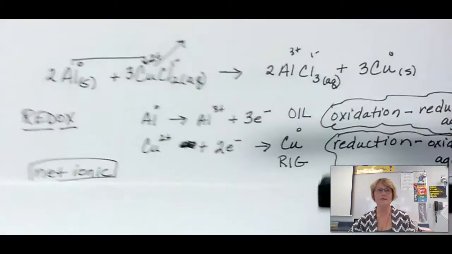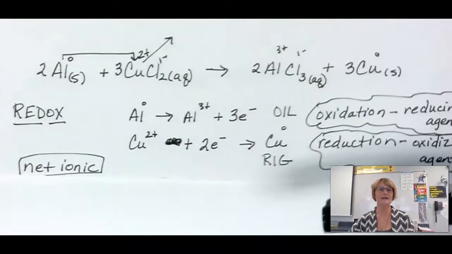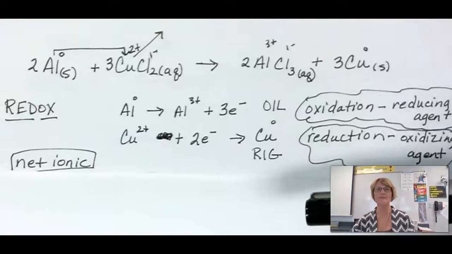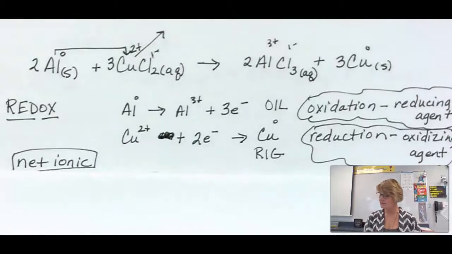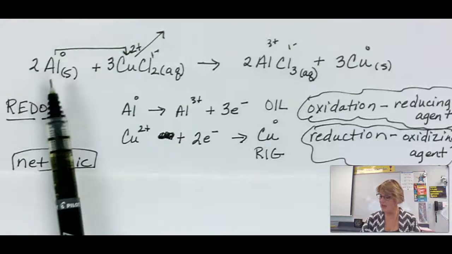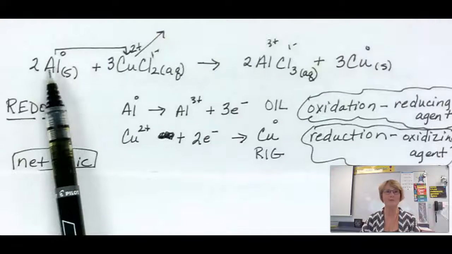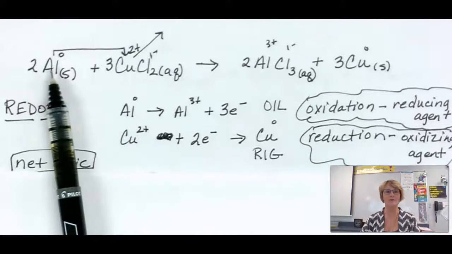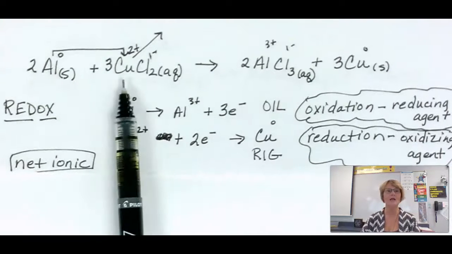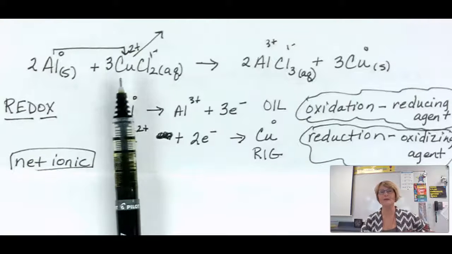If you watched one of the last videos that I did, and this is where this is coming from, we talked about how to write a single replacement reaction between aluminum and copper chloride. And we talked about the activity series and so forth, and the fact that aluminum needed to be stronger and higher on the activity series than copper in order for it to replace it.